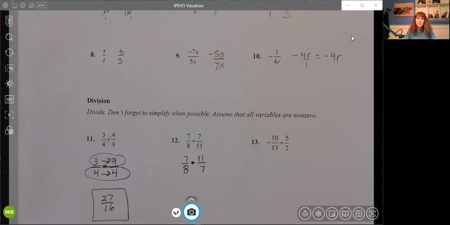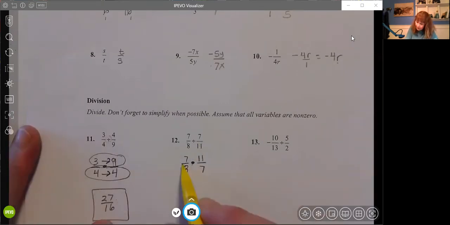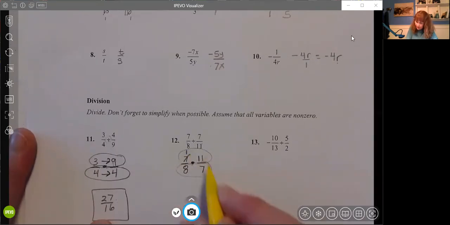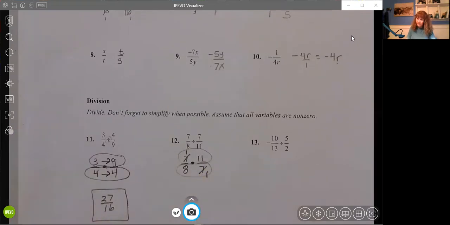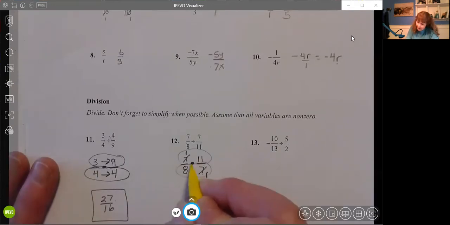Well, we can reduce because we have here in the numerator, 7 goes into here and 7 goes into here. 7 goes into there once, 7 goes into there once. So I was able to reduce those. The 11 and the 8, I can't reduce anything there. So once you've reduced, you multiply straight across.